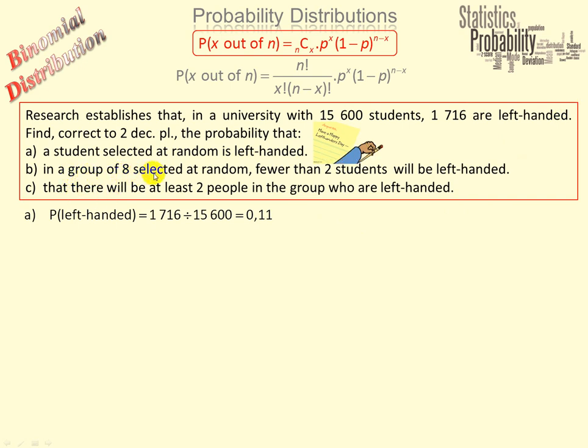Now, B. In a group of 8 selected at random, fewer than 2 students will be left-handed. So in other words, we want if none were left-handed, or 1 was left-handed. So it's mutually exclusive. We'll have to work out probability of none, which means right, going all the way through for 8 occasions, or left and then right through for another 7 with the different arrangements. So, probability of less than 2 left-handed, probability of 0 plus probability of 1.